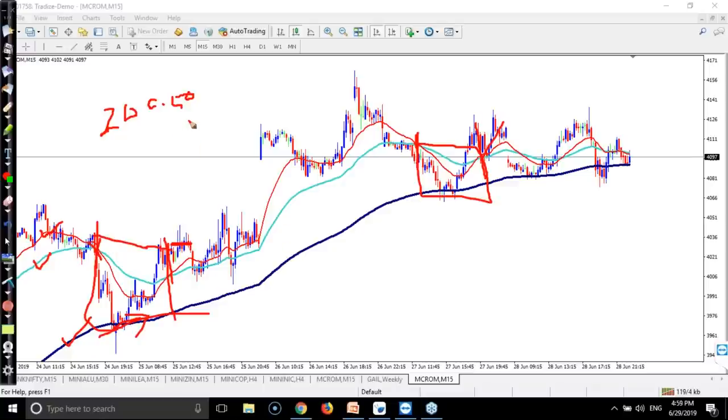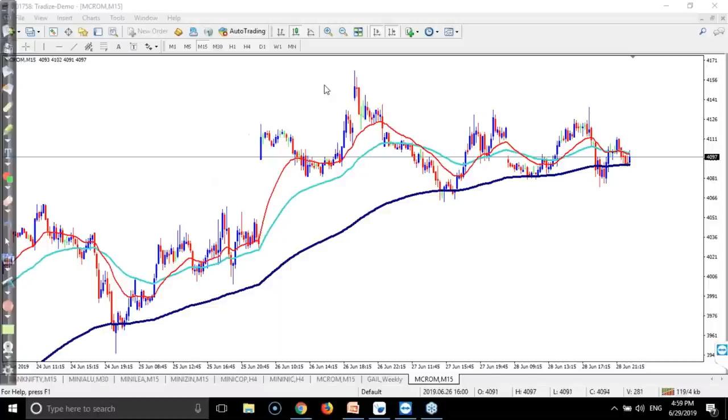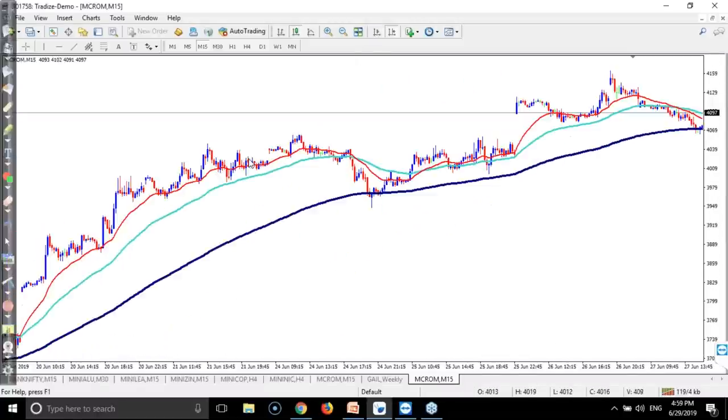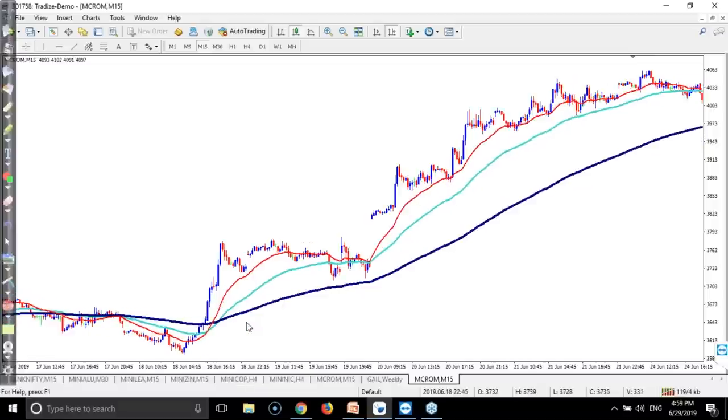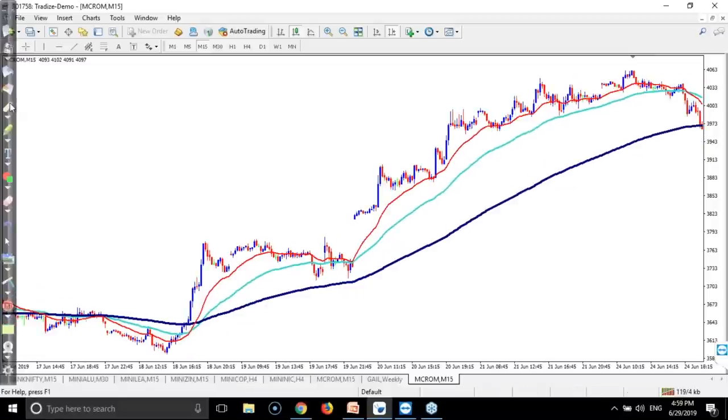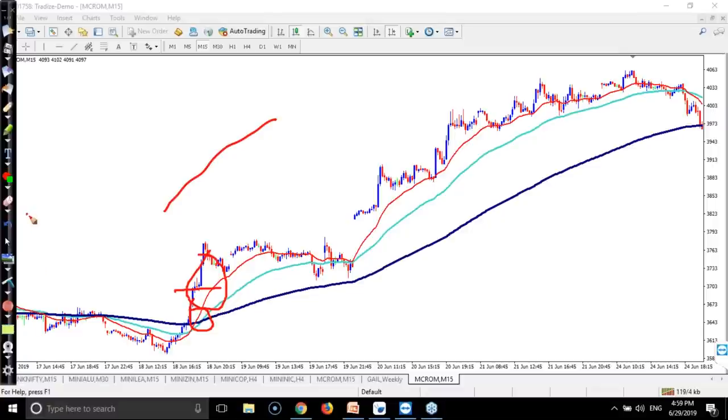And next, when the 50 moving average crosses the 150 moving average, that means the long term trend is changing, right? So if you see here, let me remove this one. Previously there was a downtrend here. The 150 moving average was crossed by the 50 moving average. Have you seen from that area, it's confirming an uptrend. And previously the market was in a downtrend, right? So it is a large time frame.